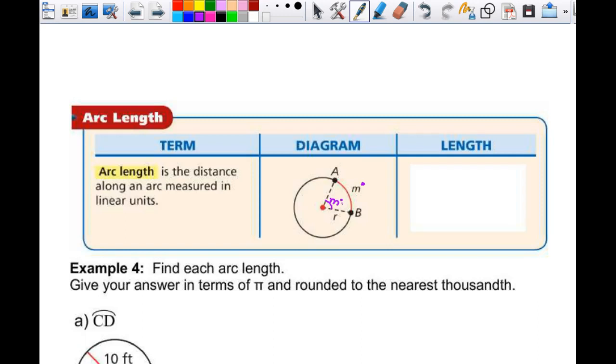She said, but it's asking me for units. It wouldn't let her put degrees. It had feet, inches, whatever, and she was confused. And I said, well, that's because we haven't talked about that yet. Arc measure is different than arc length, okay?